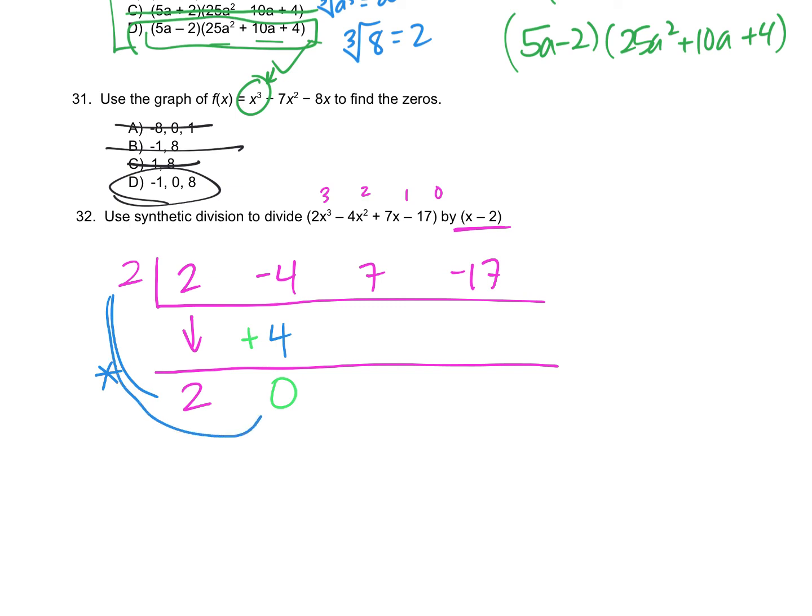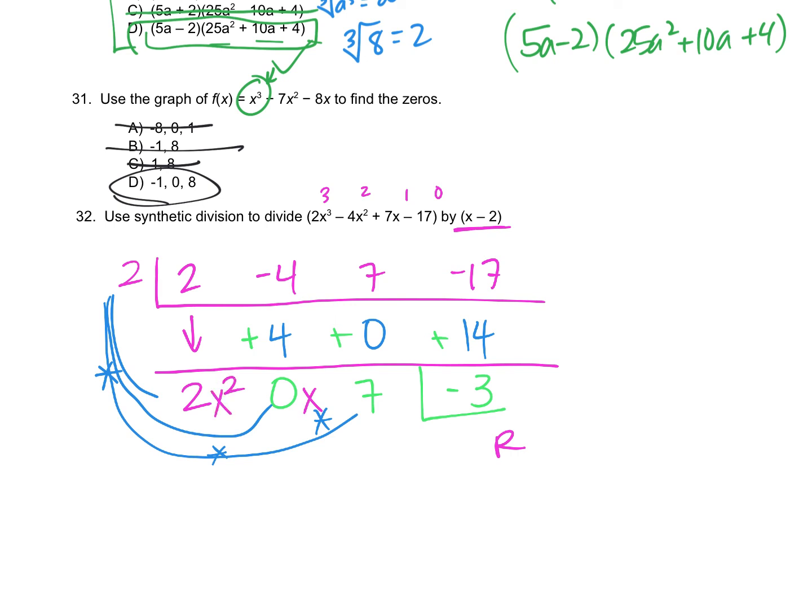Then we're going to do it again. Multiply 2 times 0, which is 0. Then we're going to add 7 plus 0, which is 7. Then we'll do it one more time. We're going to multiply 2 times 7, which is 14. Then we're going to add -17 plus 14, which is -3. This right here is my remainder. And then I'm going to go backwards. So this is 7 with nothing, this is 0x, and this is 2x squared. So when I divide this, I get 2x squared plus 7. And then my remainder is minus 3 over whatever I divided by, x minus 2.